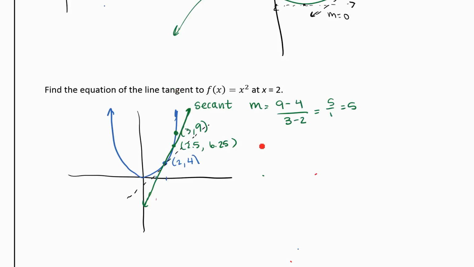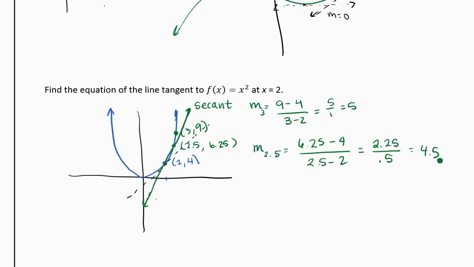So let's find our slope. And I'm gonna put a 3 here. That was when we used our x value of 3. When we now use 2.5, we would have 6.25 minus 4 over 2.5 minus 2, which would give us 2.25 over 0.5, which gives us 4.5.